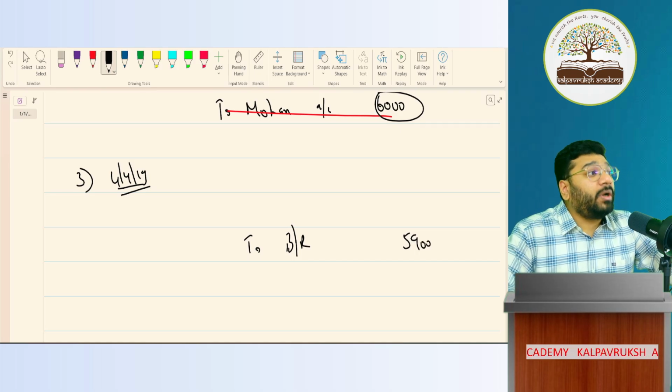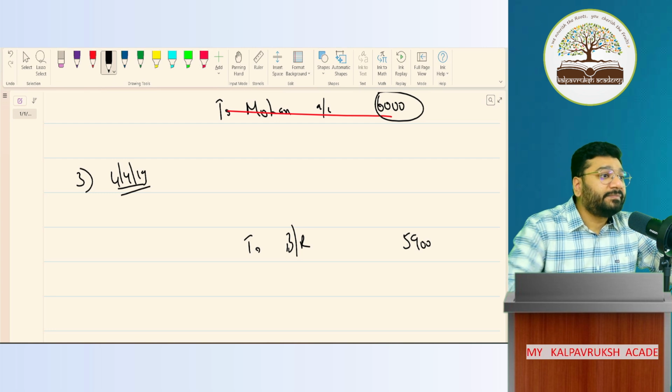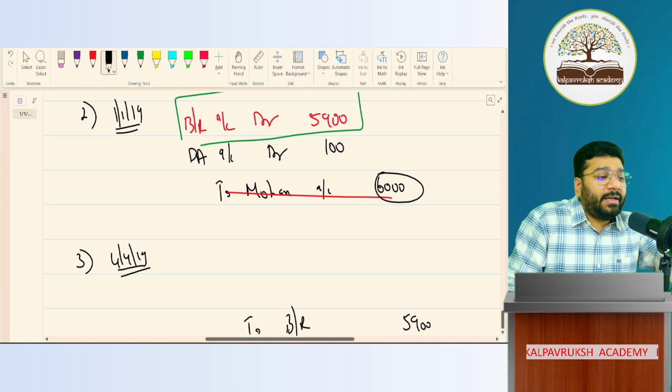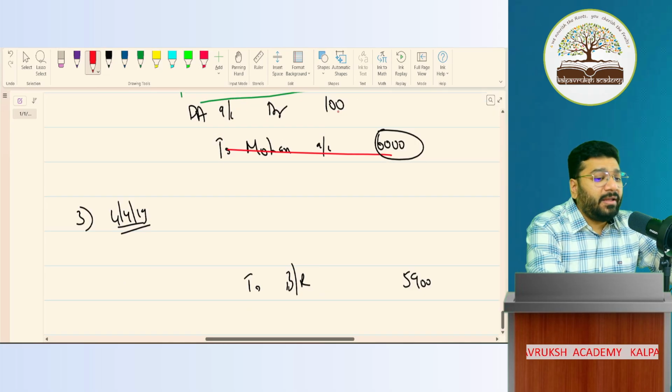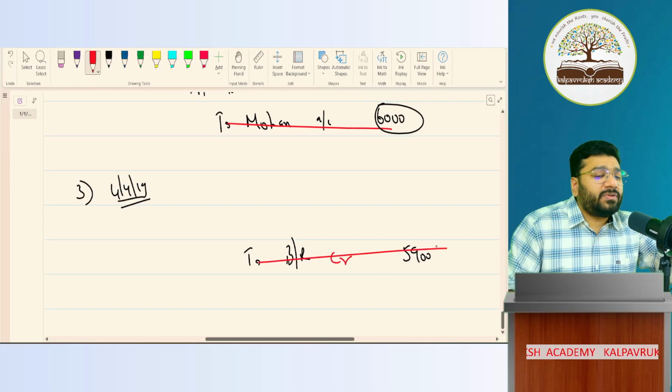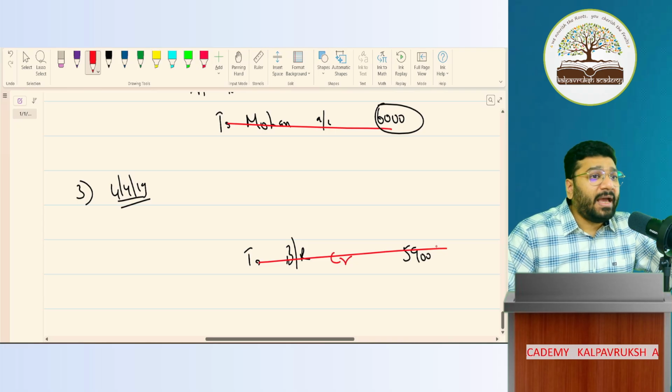So, if I may ask you, what is the balance in the BR ledger? Then what will you say? 0. Because the BR account got opened here by 5,900 by giving debit, and you closed it by giving a credit of 5,900. So, the balance is 0 in the BR account.